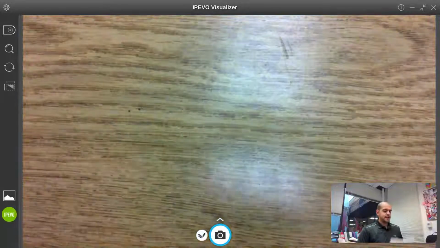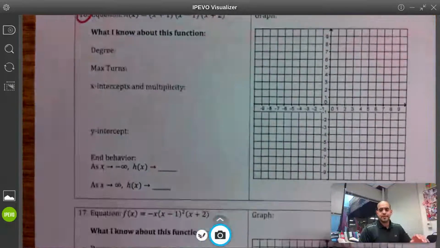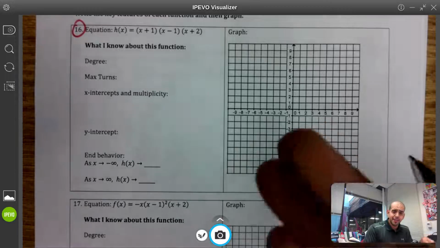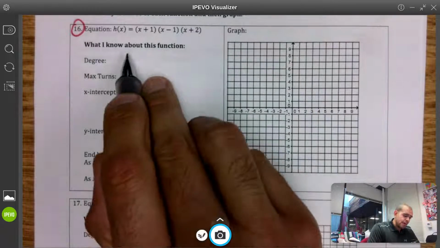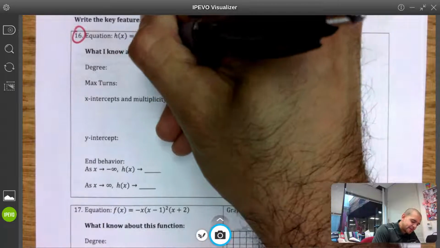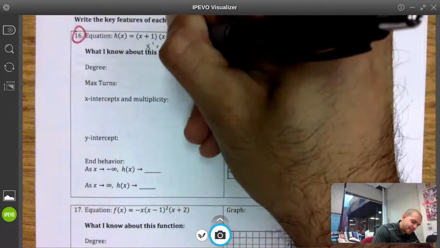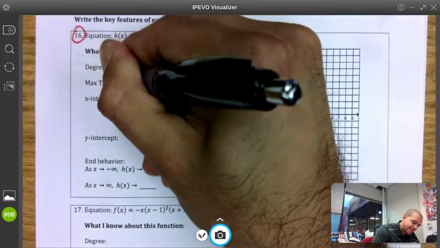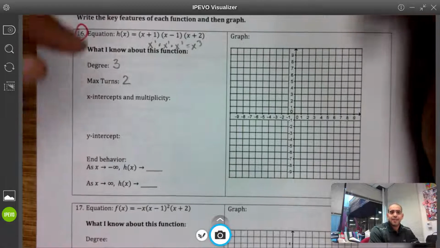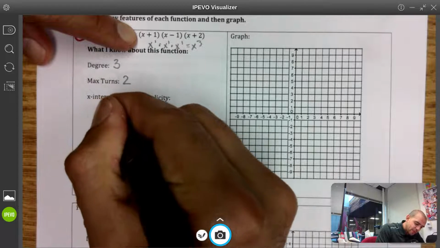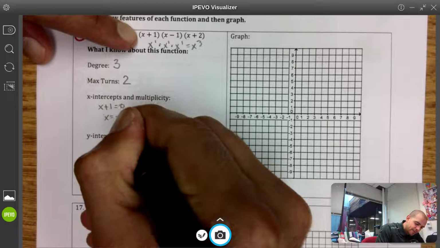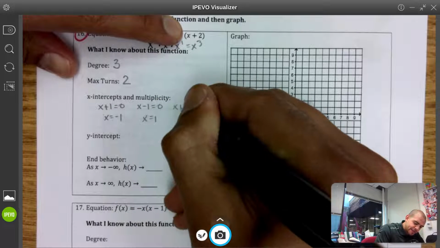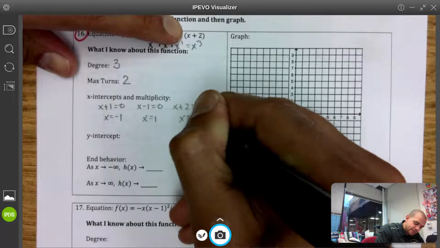All right. So this is review from the past. Still good because the Module 3 test is cumulative. We want to keep practicing what we've learned. So what do I know about this function? This is x to the first times x to the first times x to the first. So the degree here is 3. That means I have a max number of turns of 2. What are my x-intercepts? So x plus 1 equals 0, so x equals negative 1. X minus 1 equals 0, so x equals 1. And x plus 2 equals 0, x equals negative 2.